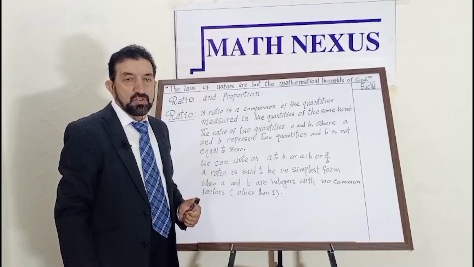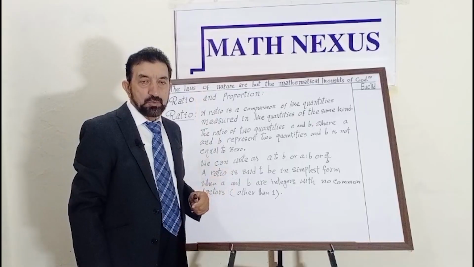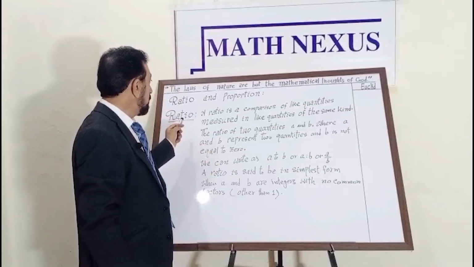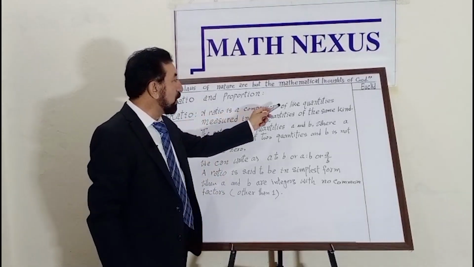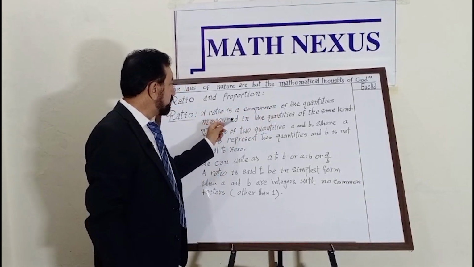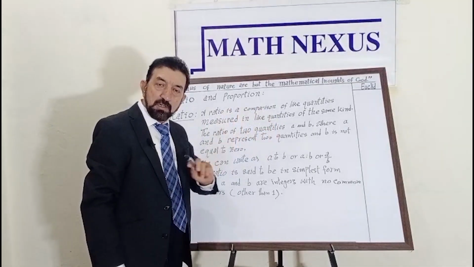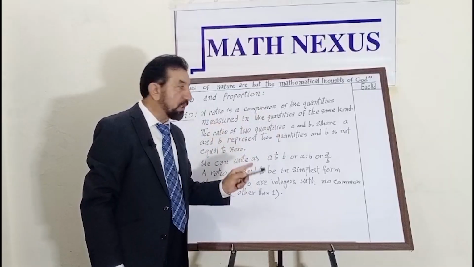Now we want to discuss ratio and proportion. First of all, we will define ratio. What is a ratio? A ratio is a comparison of like quantities of the same kind, not a different kind, same kind.